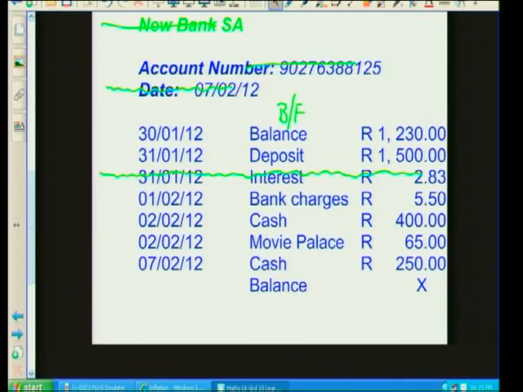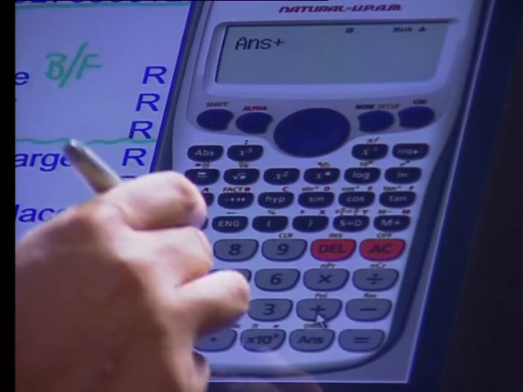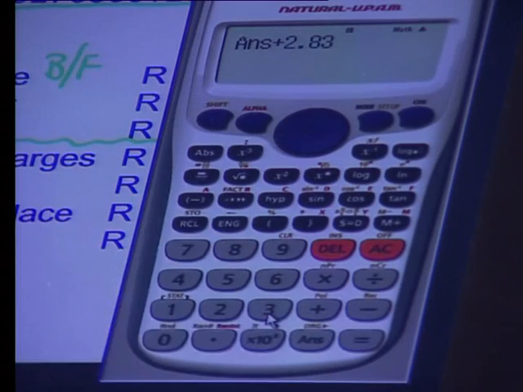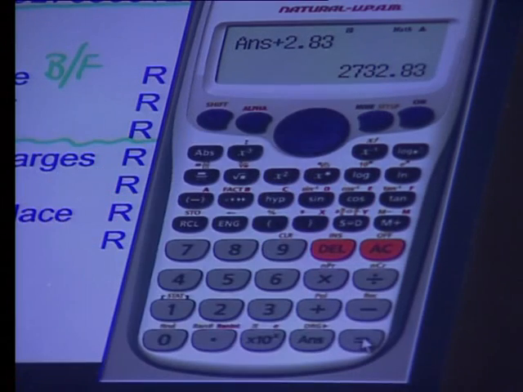And that's what they're doing. And in return for having that money, they're giving me 2.83 Rand. Okay? So I'm going to add 2.83 Rand. What's my final answer? There it is. I've got 2,732 Rand and 83 cents in my account. You understand that? Okay. So far it's easy, isn't it? Let's move on. My next question says this.